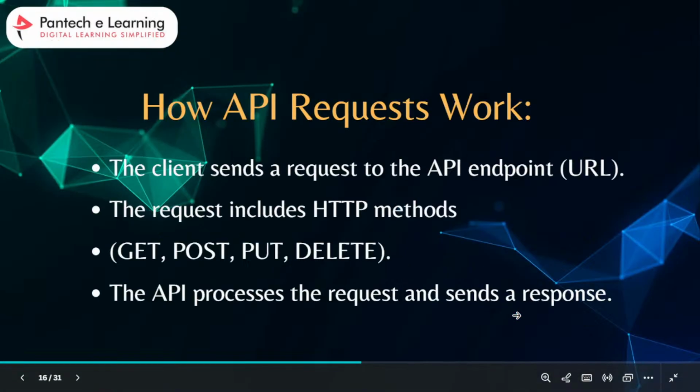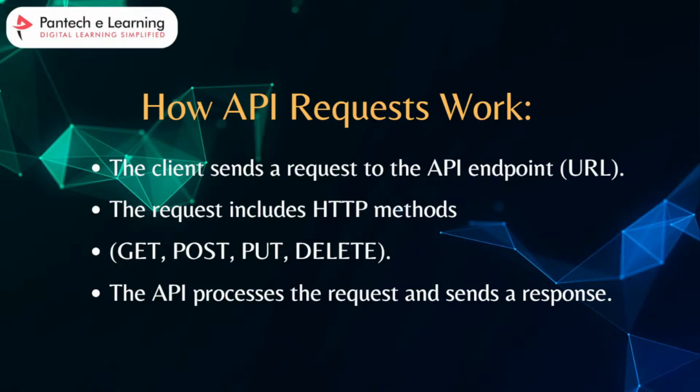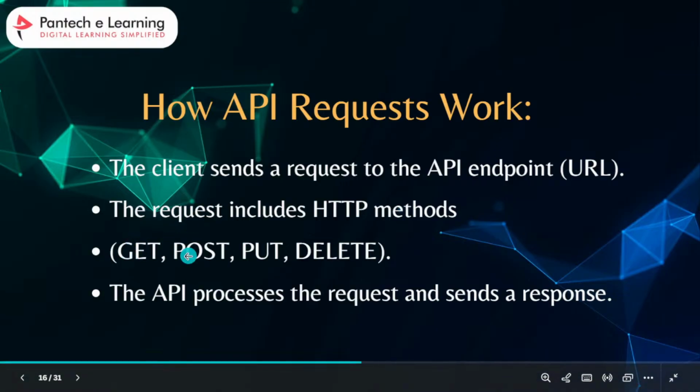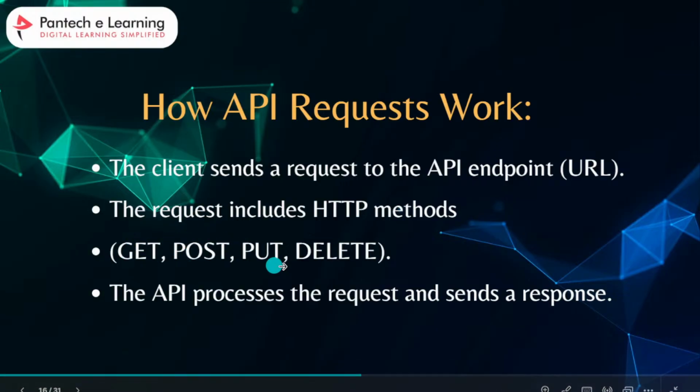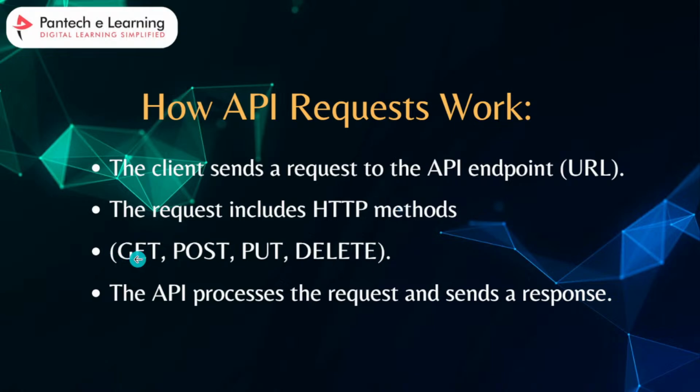Okay, and how do API requests work? Basically, there are four types of request: get, post, put, delete. Get means we get data from the server. Post means we post some data to the server. Put means we alter or edit data on the server. And delete means we delete data from the server. These are the four types of API request.